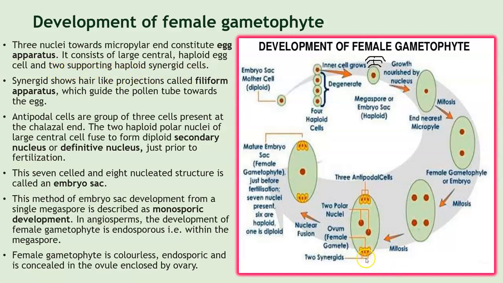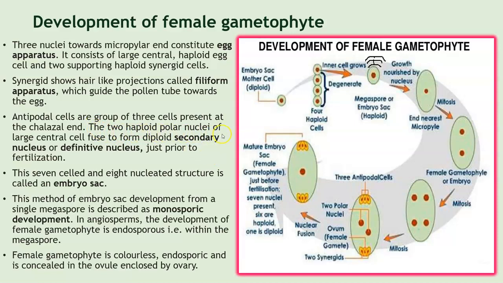So the center one is the female gamete and is called the egg. It's a haploid egg, and adjacent to it are the 2 synergids. These synergids show hair-like projections called the filiform apparatus, which guides the pollen tube towards the egg. Their role is to guide the pollen tube towards the egg. Antipodal cells are a group of 3 cells present at the chalaza end. So here at the opposite end, the chalazal end, you have the 3 antipodal cells.